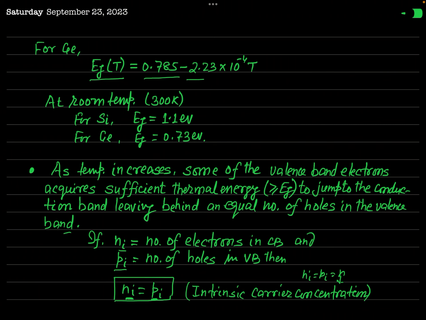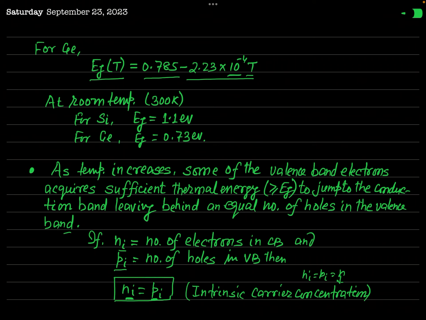0.785 minus 2.23 into 10 to the power minus 4 T. Okay. So just like silicon, the band gap of germanium also depends on T, and with increase in T, it decreases linearly. But due to this factor of 10 to the power minus 4, you can see this decrement of band gap due to rise in temperature is very small. Practically, we neglect this small decrease in band gap.